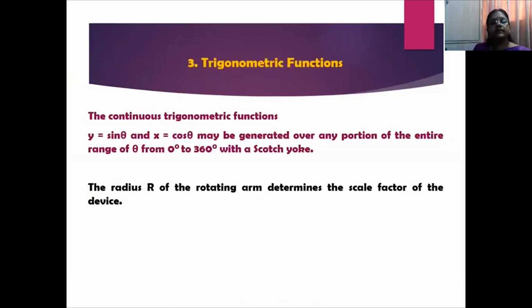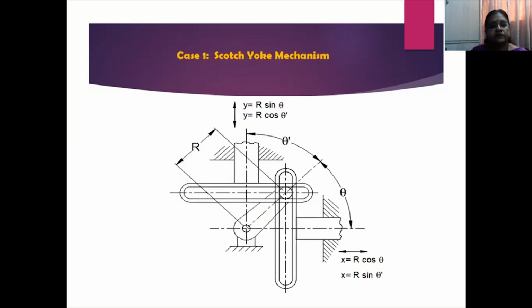There's a third category that is called trigonometric functions. The continuous trigonometric functions, that is y equal to sine theta or x equal to cos theta, may be generated over any portion of the entire range of theta from 0 degree to 360 degree with a Scotch yoke. Now the displacements you are giving are not just numbers, but functions of trigonometry. Let us say capital R, the radius of the rotating arm, determines the scale factor of the device. Look at this Scotch yoke mechanism.